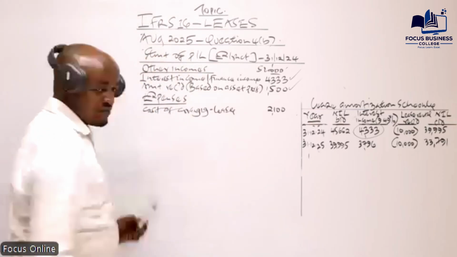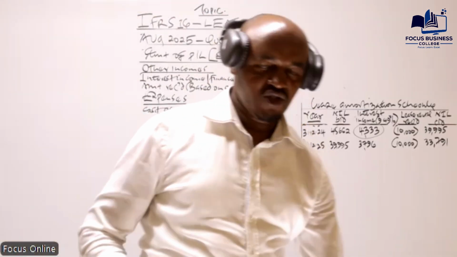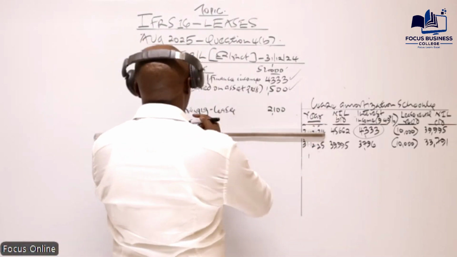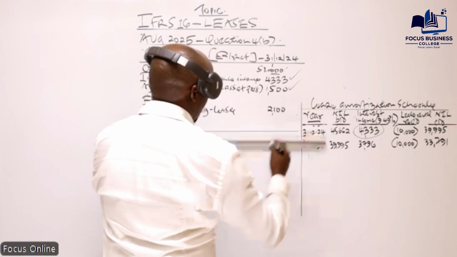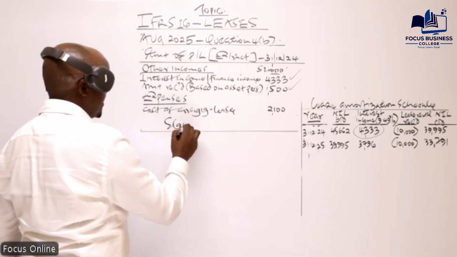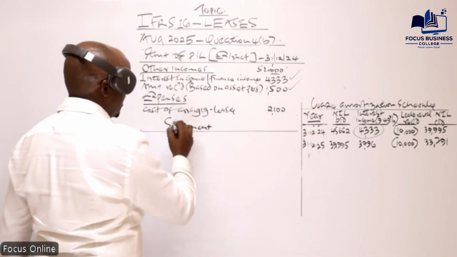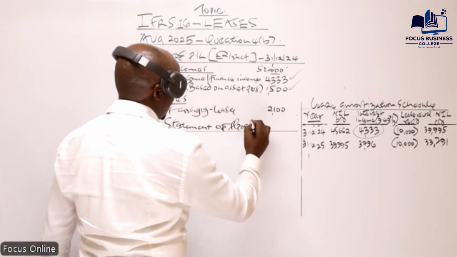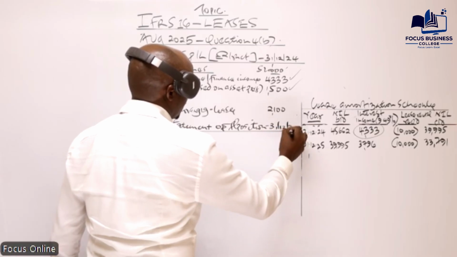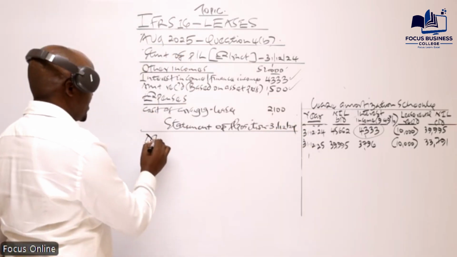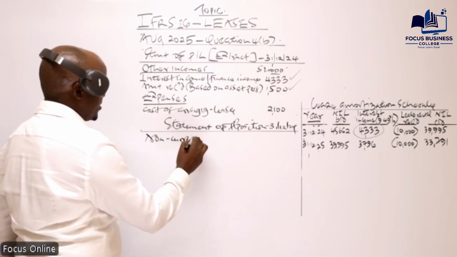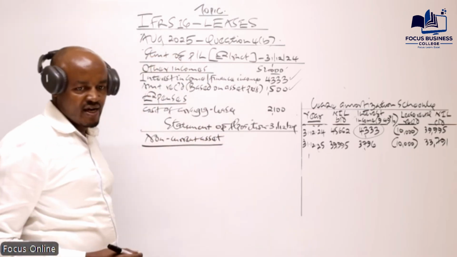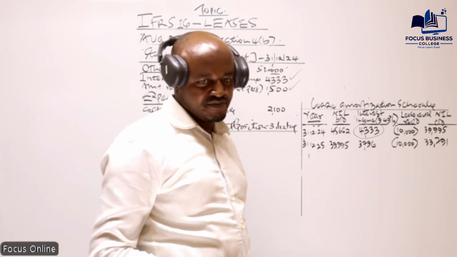What about the statement of financial position? In the statement of financial position, two items. The net investment in the lease, which has to be split into two, non-current and current. So let's prepare the statement of financial position for the year which ended 31st of December 2024. So under the non-current assets, and the current assets, our company will recognize.